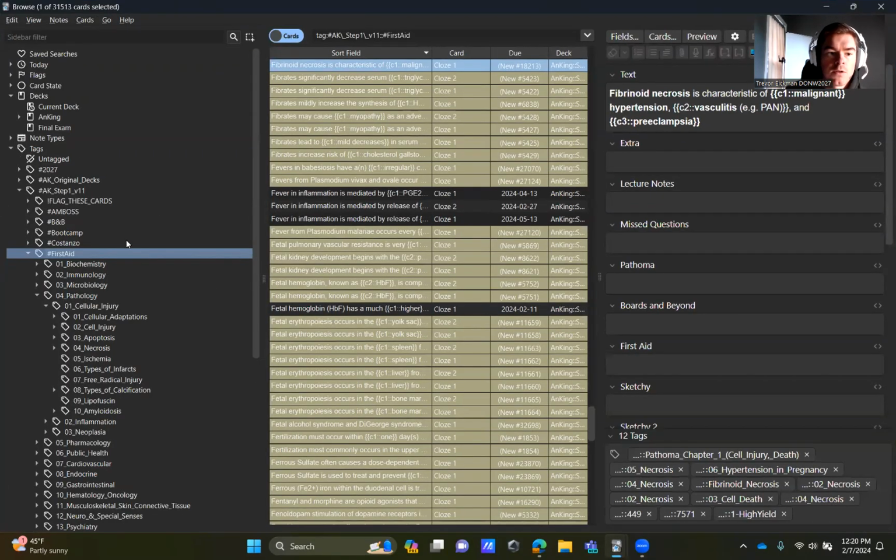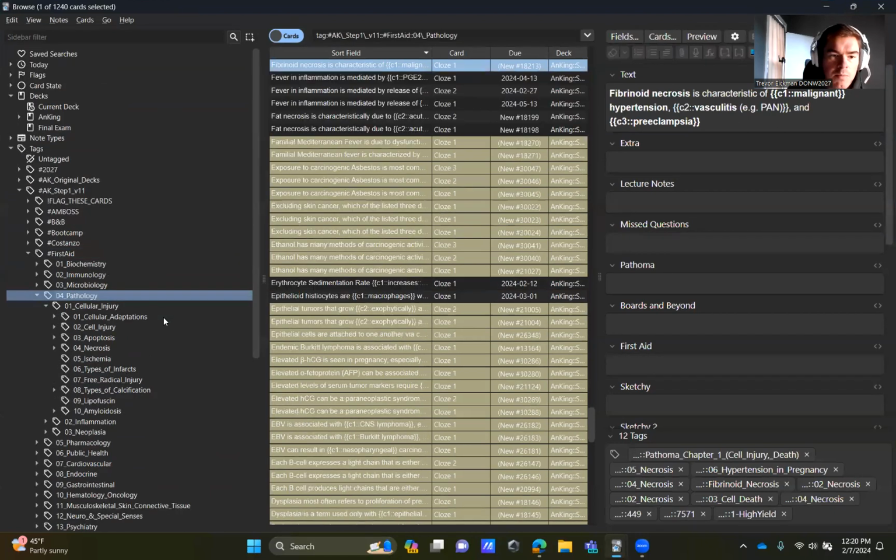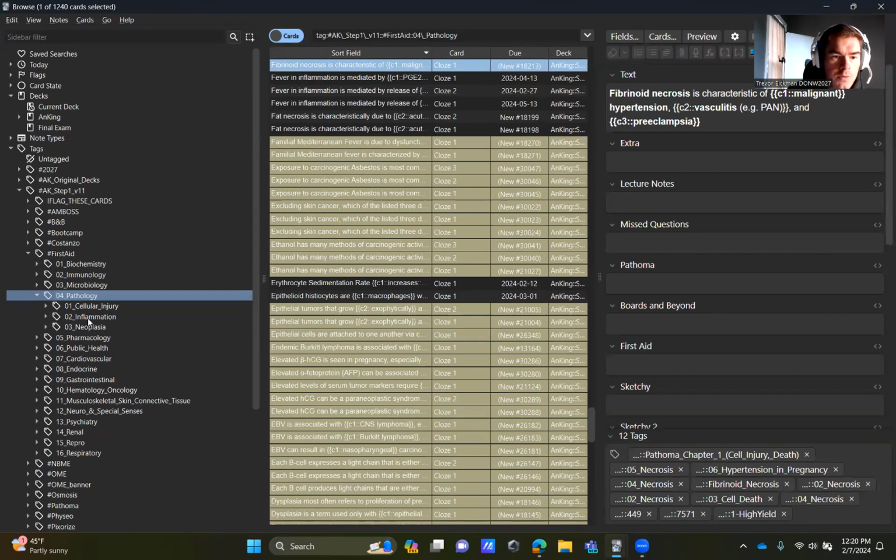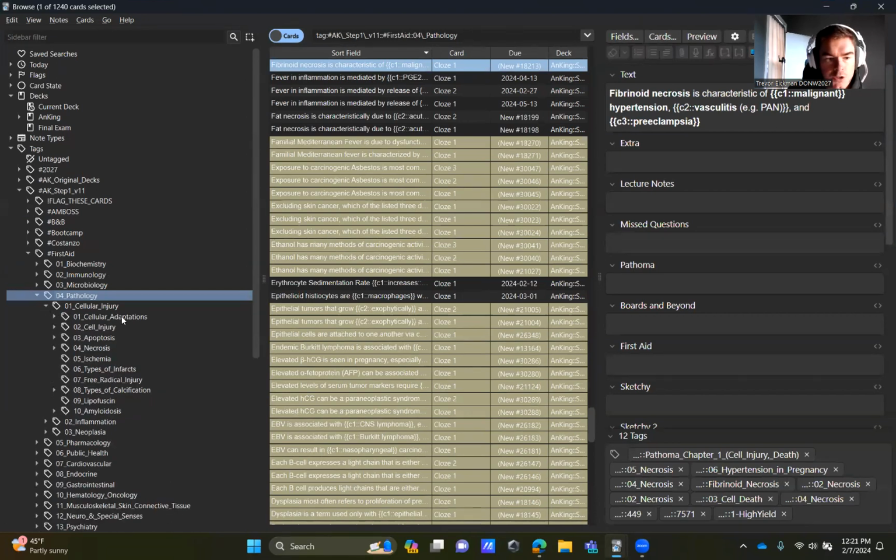So browse, and then you'll get to your page here with the tags. You're going to be in first aid, but we're going to go into pathology today. We're not going to be in respiratory or any system. So we'll be in pathology. And what you want to do is open up cellular injury. And this is where we're going to be today. It's just cellular injury. You can activate a bunch of cards here.